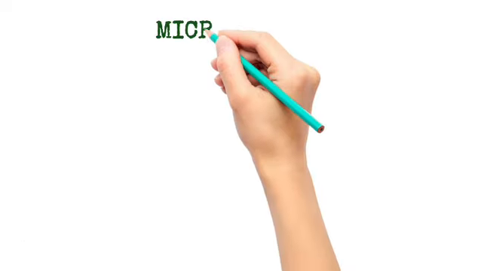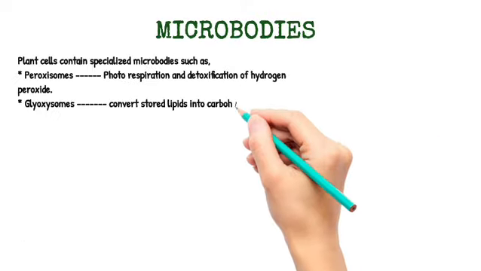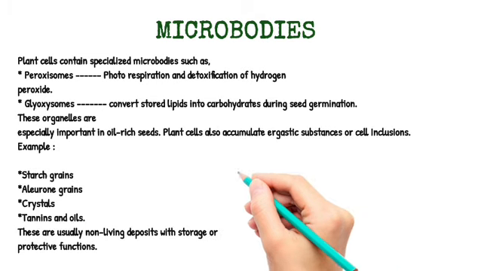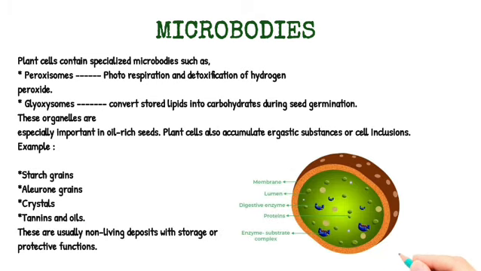Plant cells contain specialized microbodies such as peroxisomes, which are involved in photorespiration and detoxification of hydrogen peroxide, and glyoxysomes, which convert stored lipids into carbohydrates during seed germination. These organelles are especially important in oil-rich seeds.